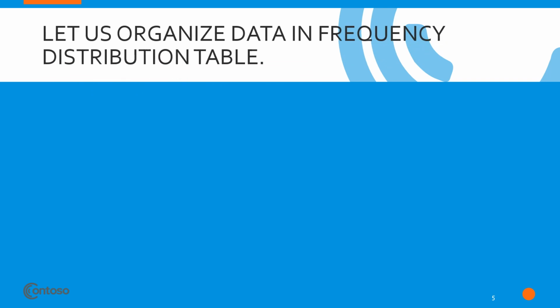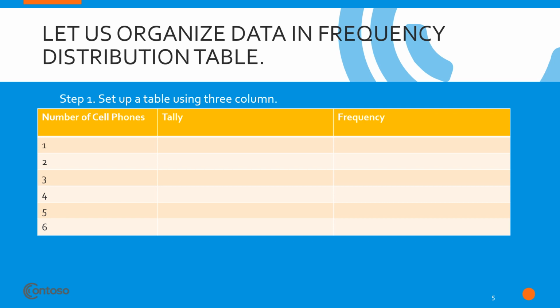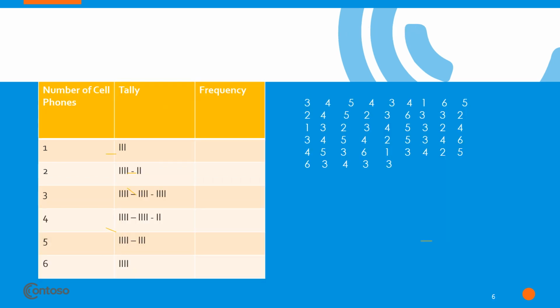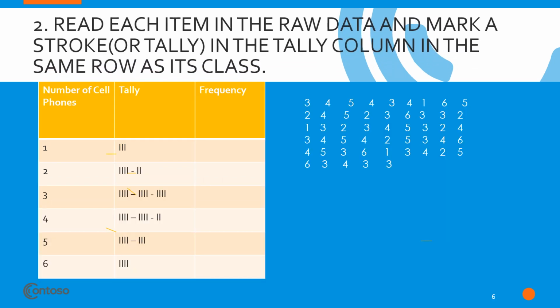On the next table, let us organize the data in a frequency distribution table. Step one, set up a table using three columns. We have the number of cell phones, the tally, and the frequency. Each item in column one is called a class of the table. Now, read each item in the raw data and mark a stroke or tally in the tally column.